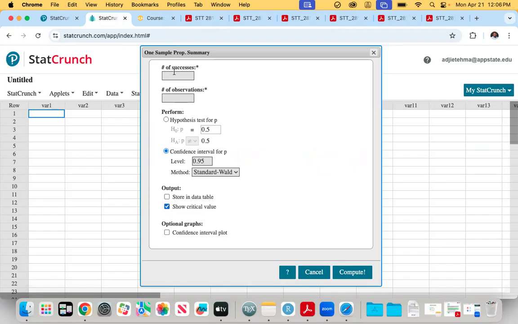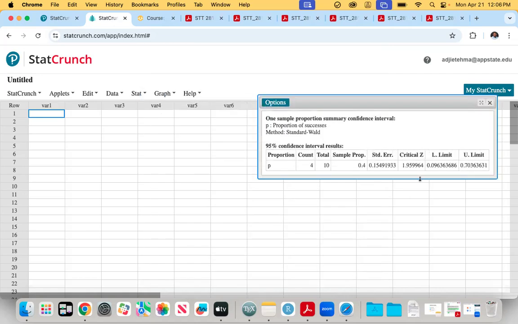Now here you can put any number. So let me put successes to be 4, and number of observations to be 10. You can put any number because I don't care about the confidence interval. I only want the critical value. So then I hit compute and there's the critical Z. That is what I just want.